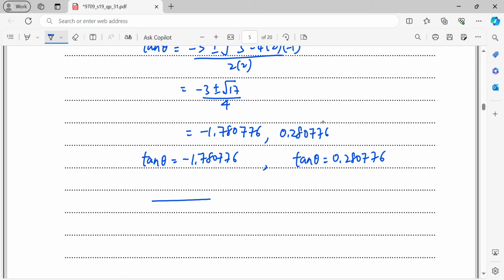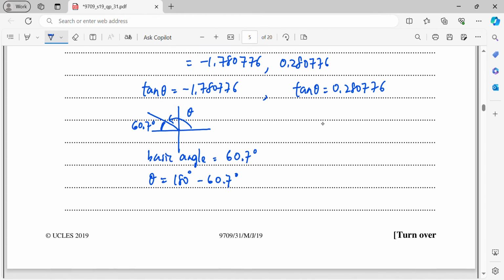So tangent theta is a negative value means that the angle is in the second quadrant. Then I need to find out what this basic angle is. So I will write basic angle equals inverse tangent 1.780776. That is going to be 60.7. So here I get 60.7. But then my theta is basically the major angle. So now my theta is going to be 180 minus 60.7 degrees. Then you will get 119.3.